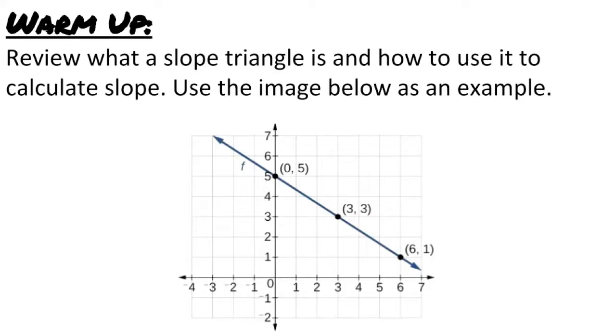And we can just draw a line basically from (0, 5). We can draw a line down 2 and then draw a line over 3. And that right triangle that creates, with the line segment between (0, 5) and (3, 3) forming the hypotenuse, that right triangle is our slope triangle. And that's what we're going to be working with today. So this is going to be helpful for you as you go through the lesson.